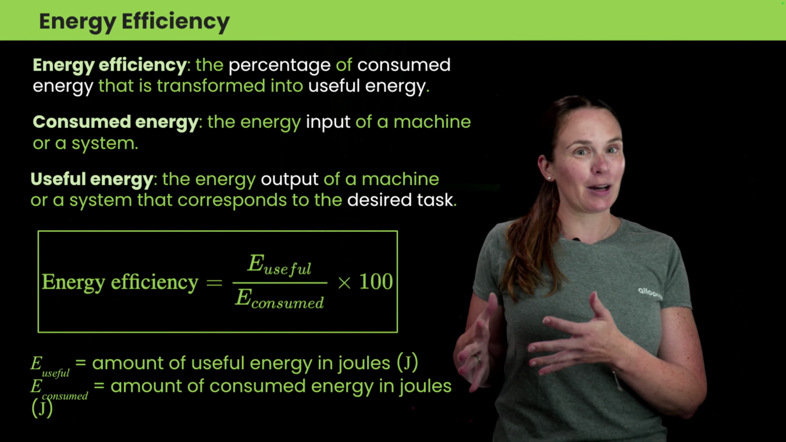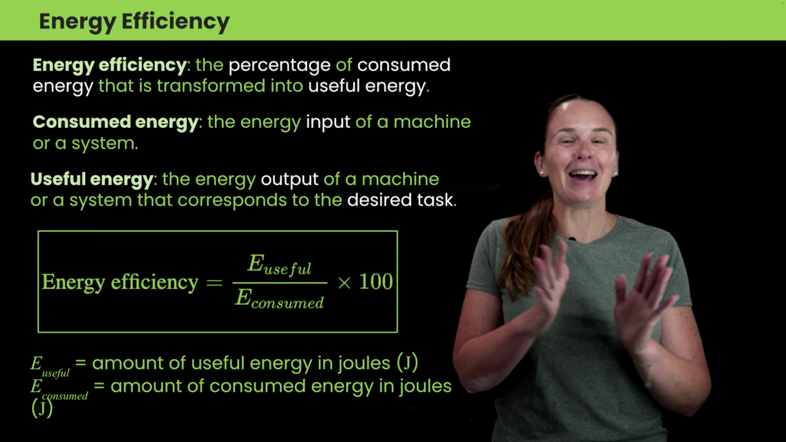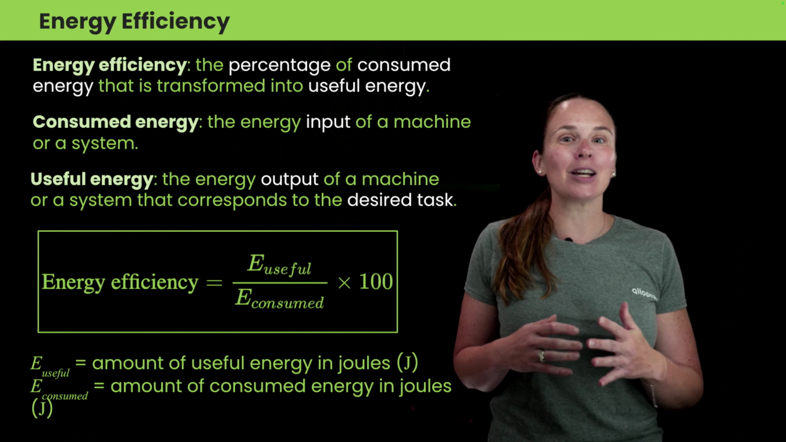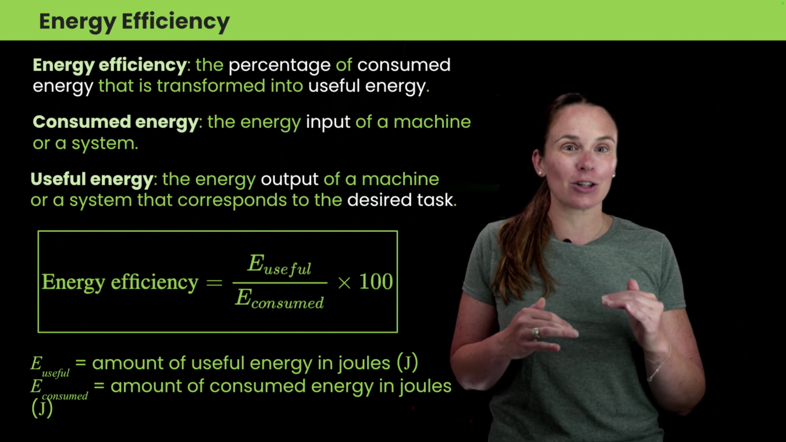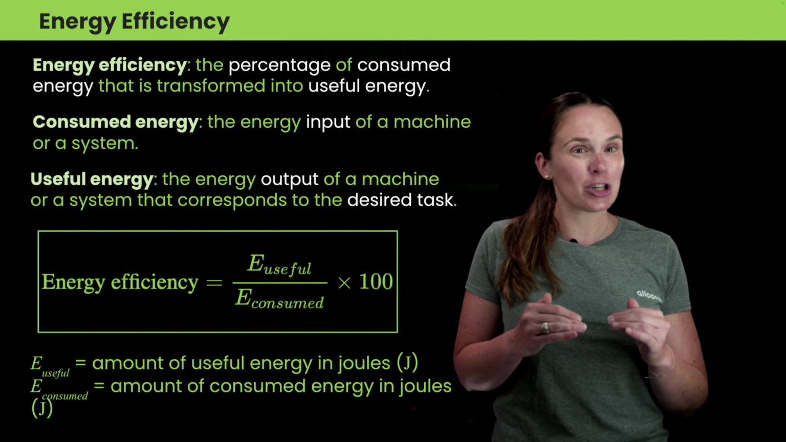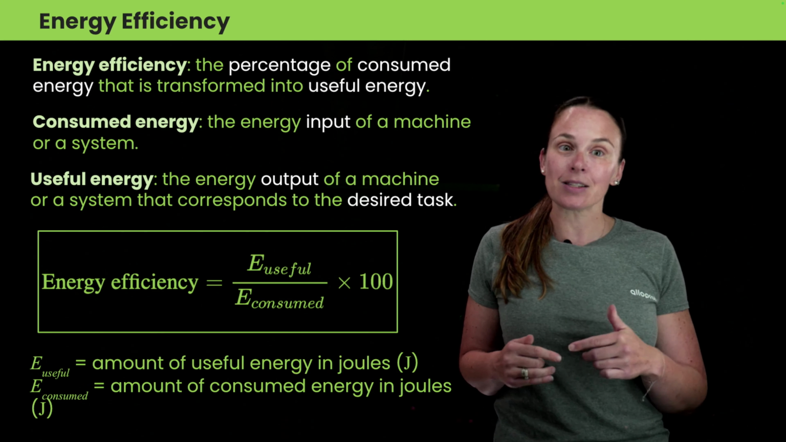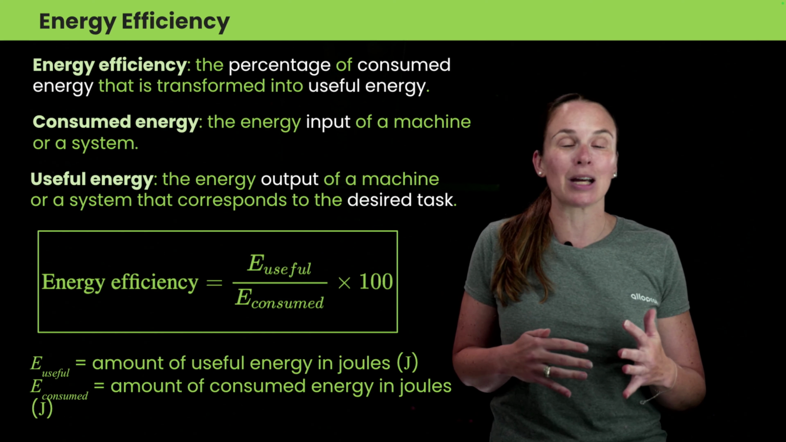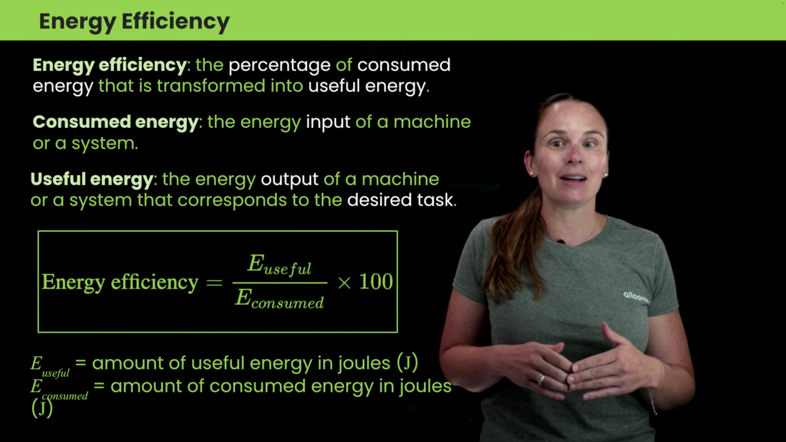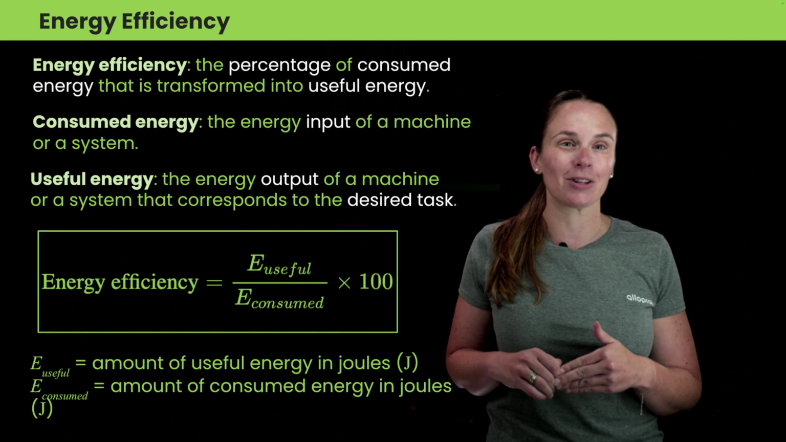This is our formula. It might look a little scary at first, but don't worry, we're going to go through it all. Energy efficiency, which we also write as EE, is equal to the useful energy divided by the consumed energy times 100, because remember, energy efficiency is measured in percentage. Remember, in the last video I said that energy is measured in joules, with a capital J as the unit of measurement. And our final energy efficiency is always going to be measured in a percentage.